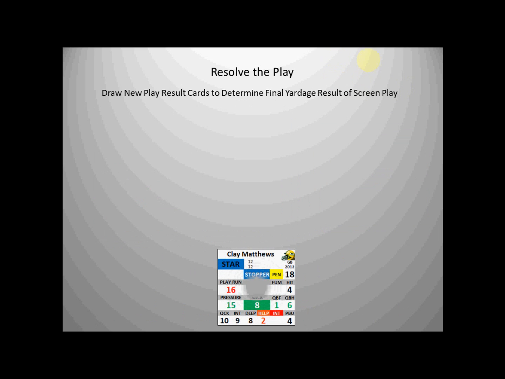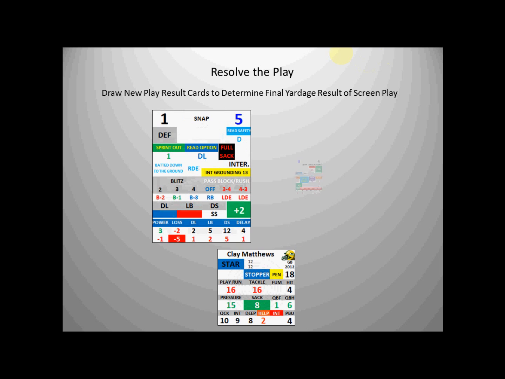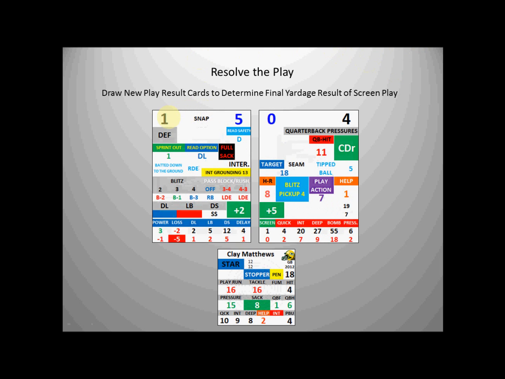All right, so Clay Matthews is the defender. We flip the PRCs, and we see that number 1 is inside of his tackle rating. It's also inside of his hit rating. So yes, he does pursue the screen effectively, and he hits Darren Sproles.